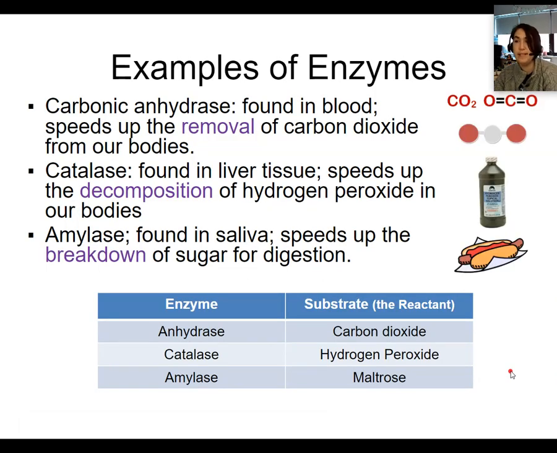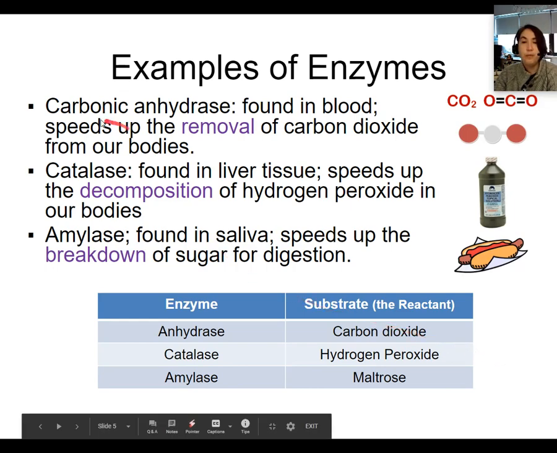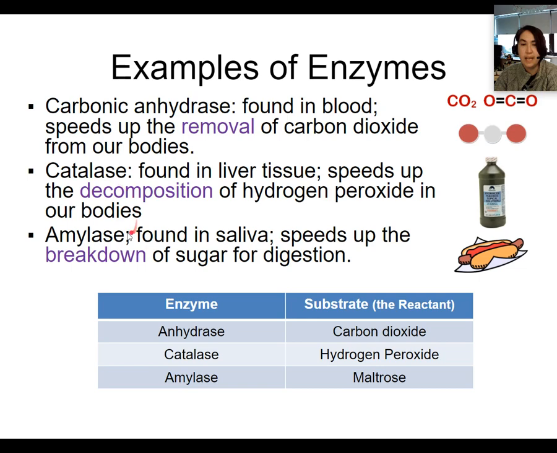Some examples of enzymes. So first of all, I want you to look at the end of each enzyme's name, ASE. That's important. So I have carbonic anhydrase. Carbonic, think carbonation or carbon dioxide. Carbonic anhydrase is found in your blood. It speeds up the removal of carbon dioxide from our bodies. And since carbon dioxide is bad for us, this is a good thing.